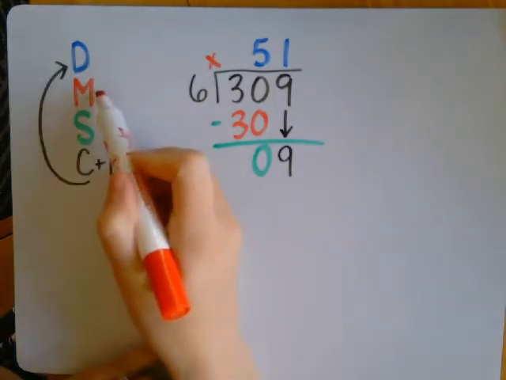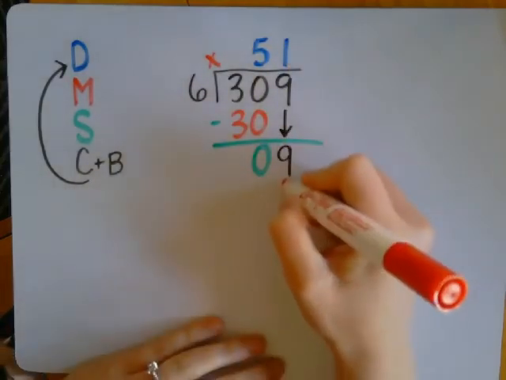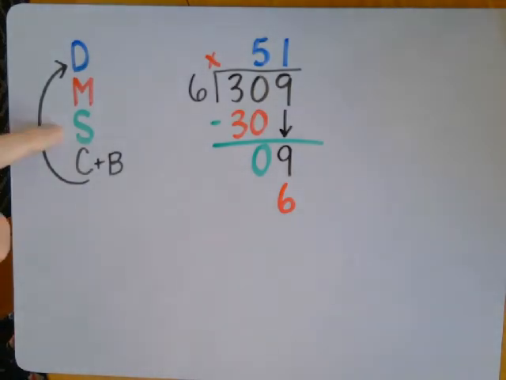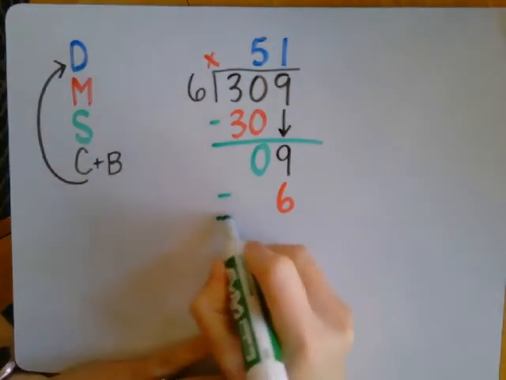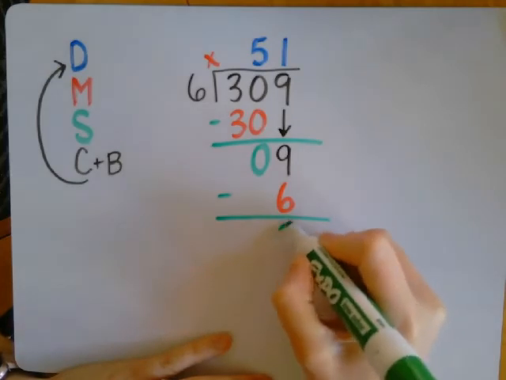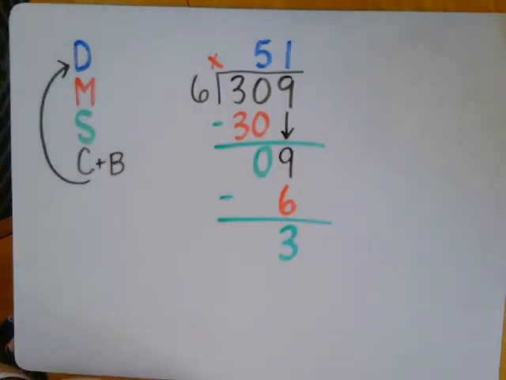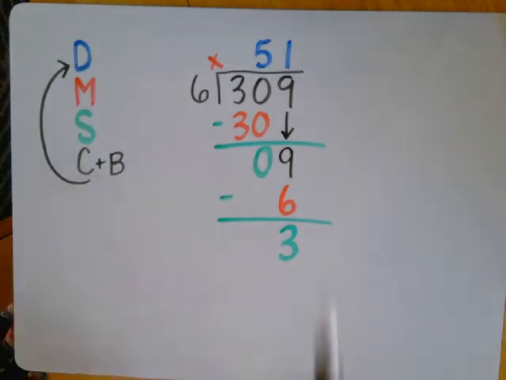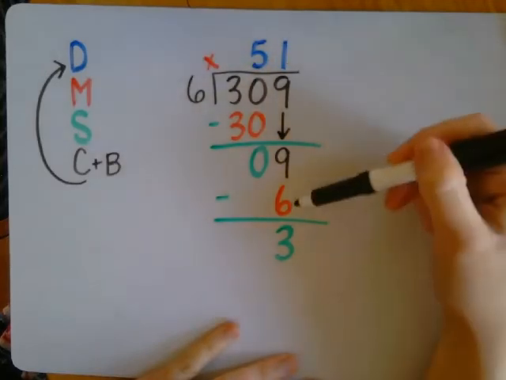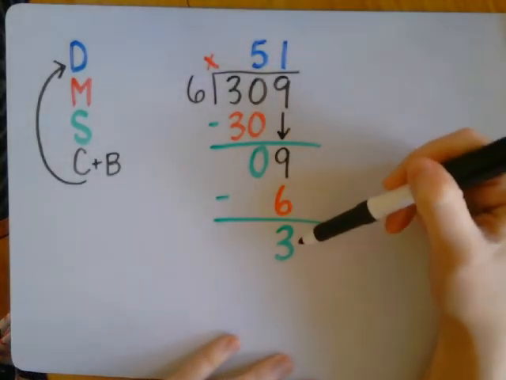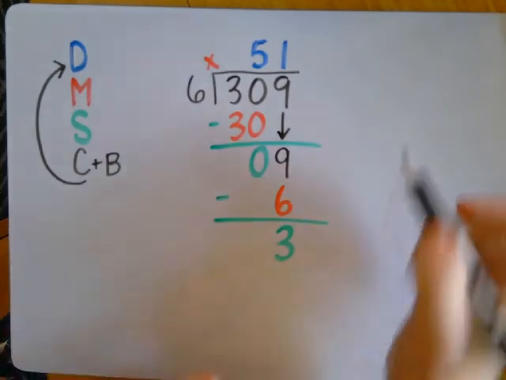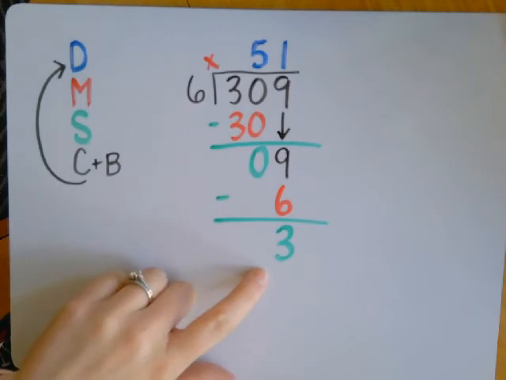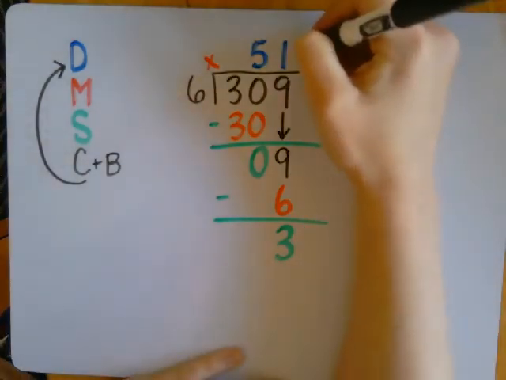Next, I need to multiply. 6 times 1 is 6. And then I subtract. 9 minus 6 is 3. Next, I need to check my work and bring down. 6 times 1 is 6. 9 minus 6 is 3. There's nothing left to bring down. And I know 6 cannot go into 3, so that's going to be my remainder.